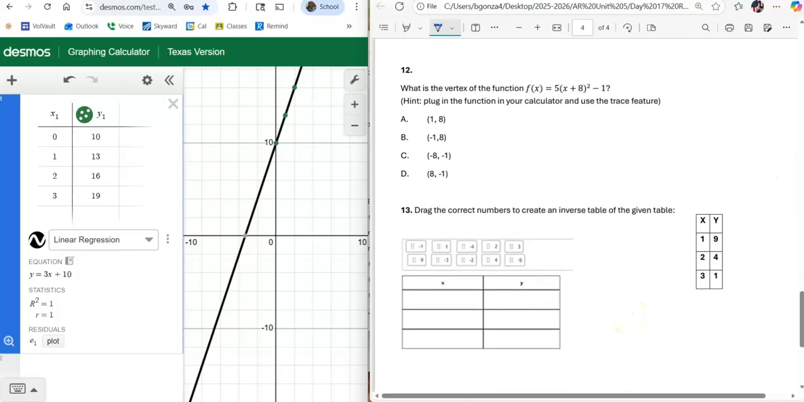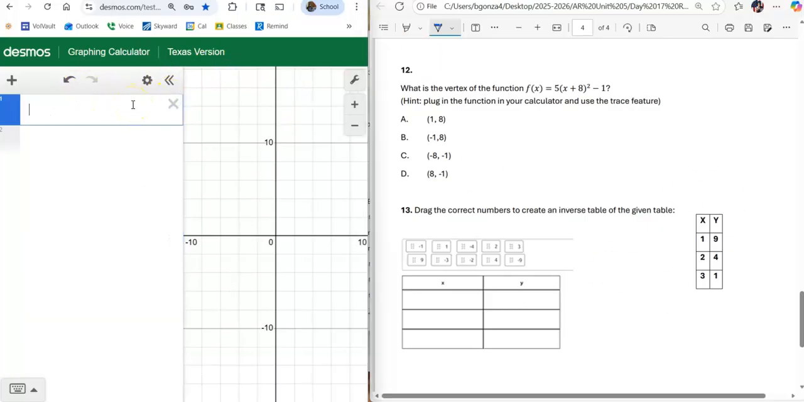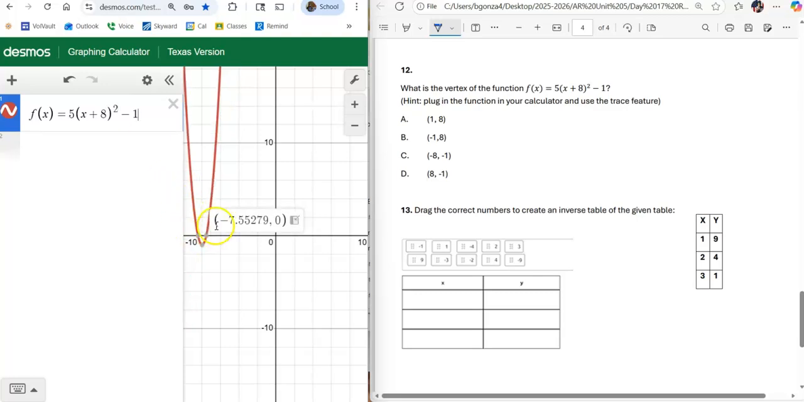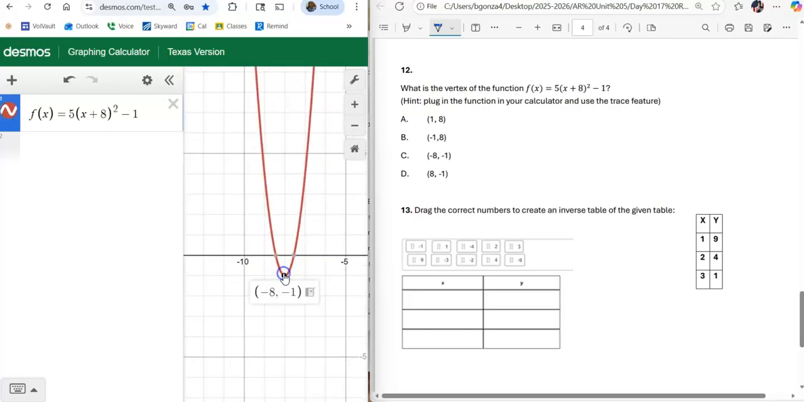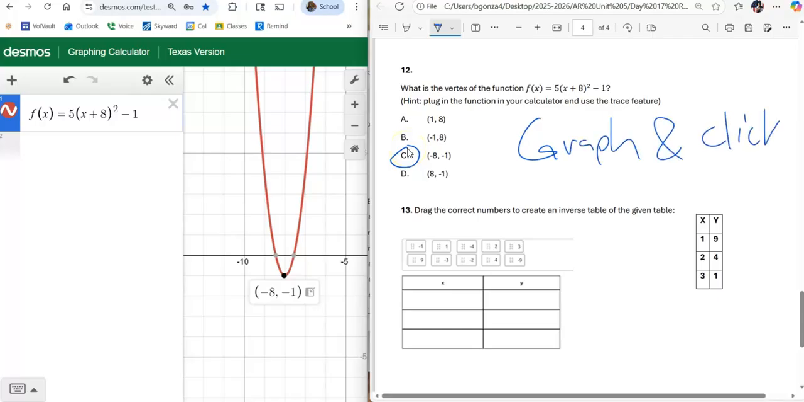What is the vertex of the function? If you got a quadratic, you should definitely graph that thing. So f of x equals 5x plus 8 squared minus 1. The vertex is right here where it changes directions. You just click it, it'll tell you -8, -1. So you want graph and click that vertex. Drag the correct numbers.